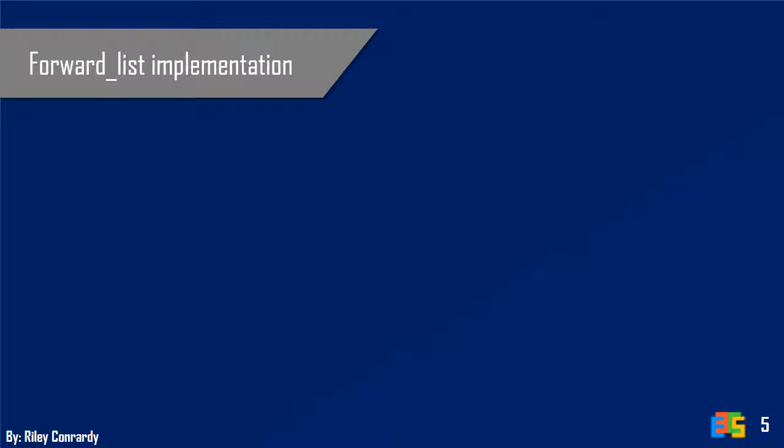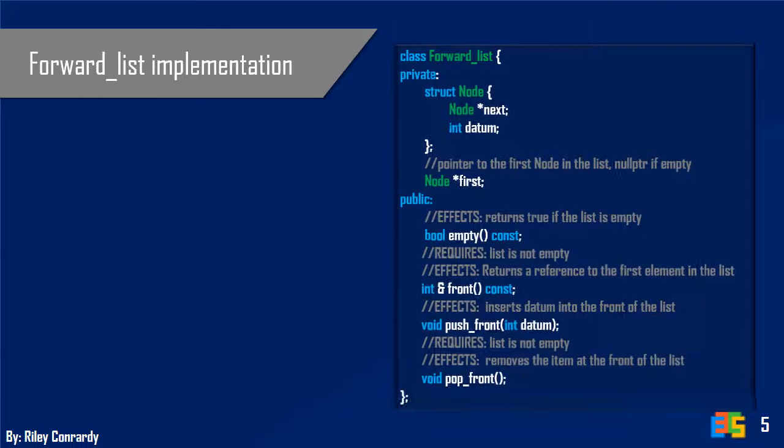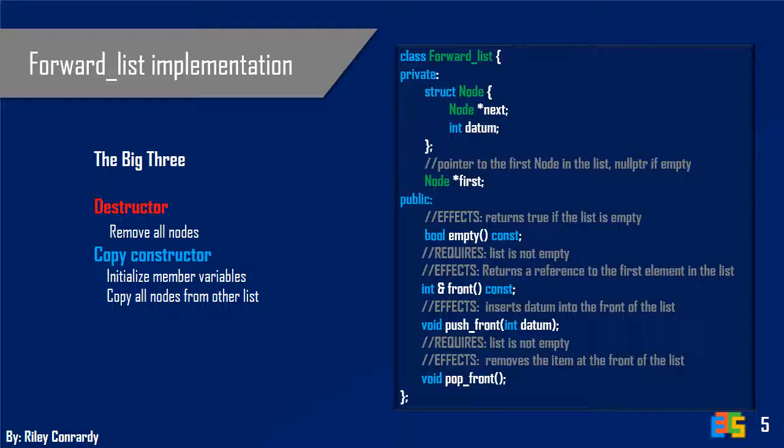We will now go over the forward list implementation. We will talk about the node structure and the functions empty, front, push front, and pop front. Although we will not talk about them today, it is important to remember that the forward list contains the big three: a destructor, a copy constructor, and an overloaded assignment operator.